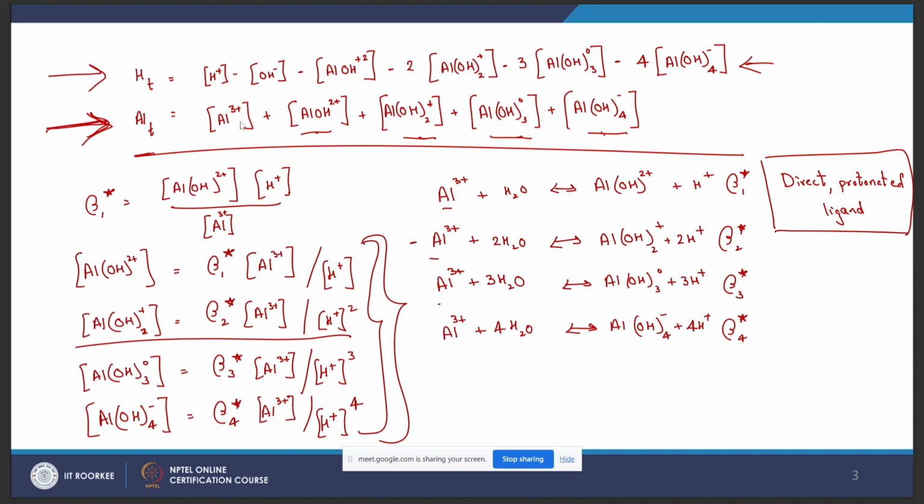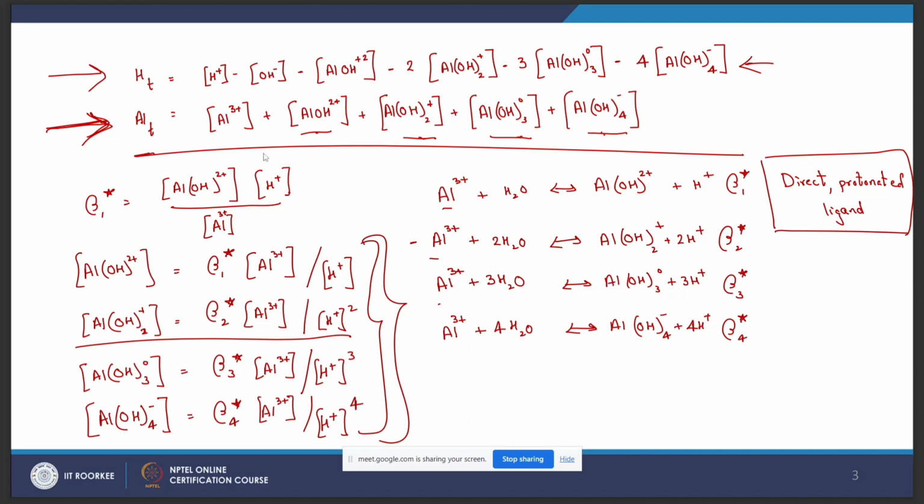So we can see that we can replace the concentration of all these species in terms of Al3 plus and H plus. So finally we will get this equation in the form of H plus and Al3 plus. And similarly we can also replace the concentration of these complex species using Al3 plus and H plus. So we have two equations and two unknowns, that is Al3 plus and H plus. By solving these two, we will get the H plus and Al3 plus.